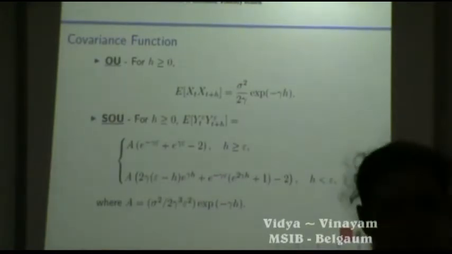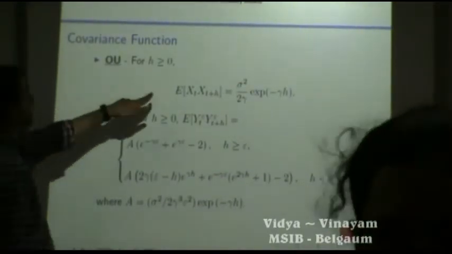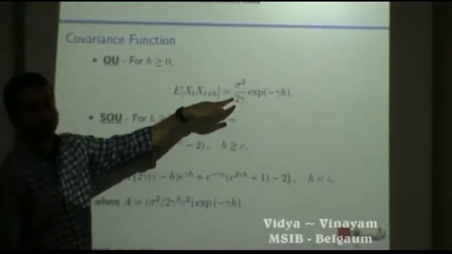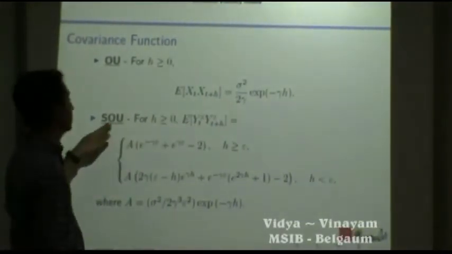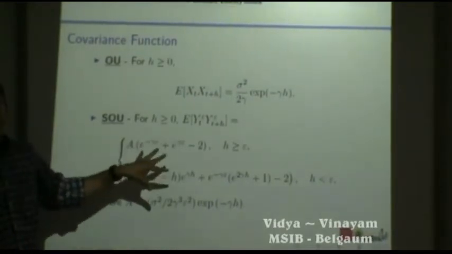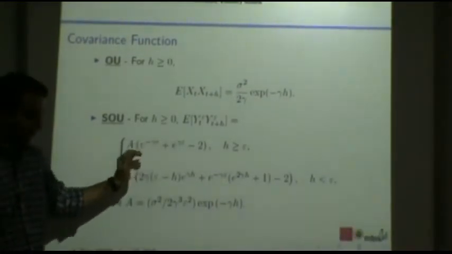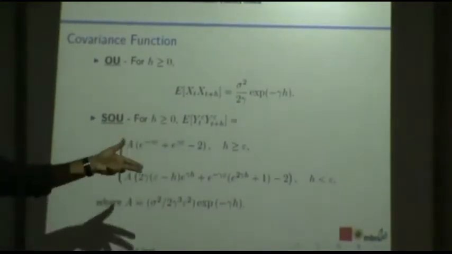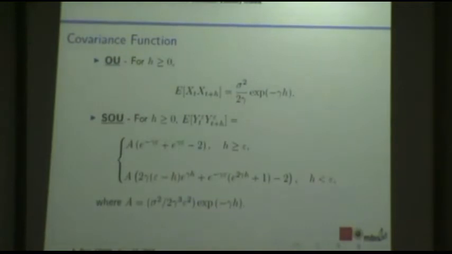But this is just to dwell on this, that the covariance function for the OU process is in fact not differentiable at lag 0, whereas for the smoothed OU process, again, we can exactly compute what the covariance function is, and it's concave down at lag 0, and it's differentiable at lag 0. You can show that it's twice differentiable in fact.